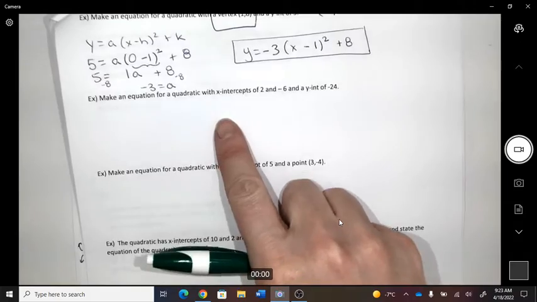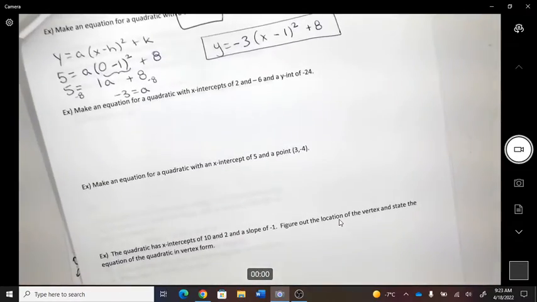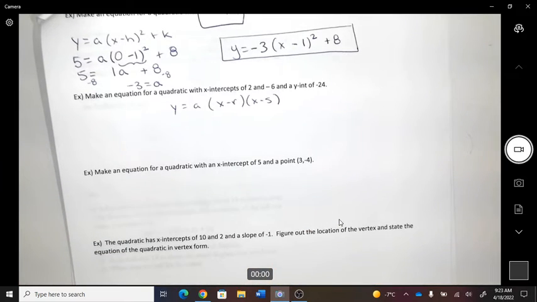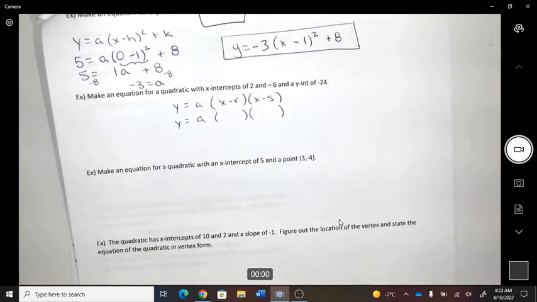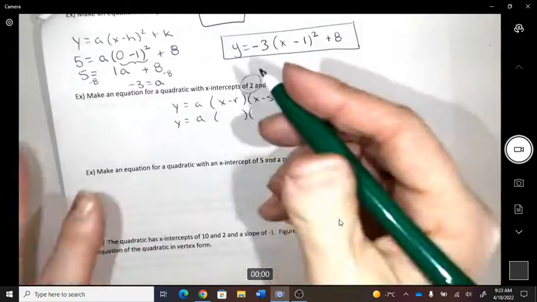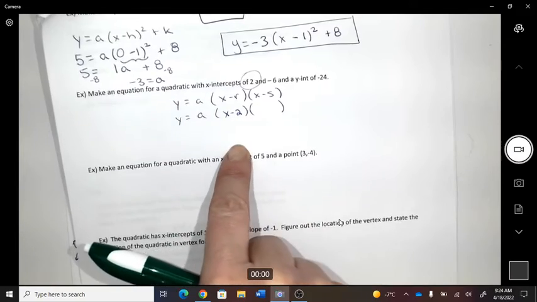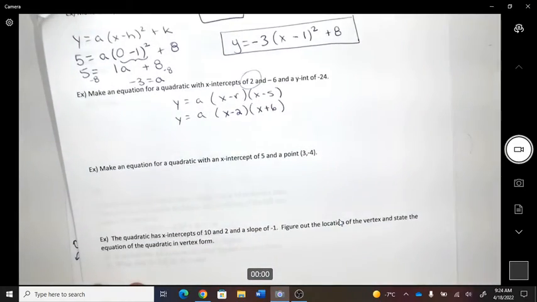Okay, so the next one talks about x-intercepts. So I'm going to now go to this form, the factored form, because when we factor, that gets us x-intercepts. Okay, you ready? I'm going to first plug in my factors. Okay, so if I have an x-intercept of 2, I would have had a factor of x minus 2, right? Because then that gives me, before we used to just get factors and then x-intercepts. Here, if I have an x-intercept of -6, the factor would have said x plus 6.